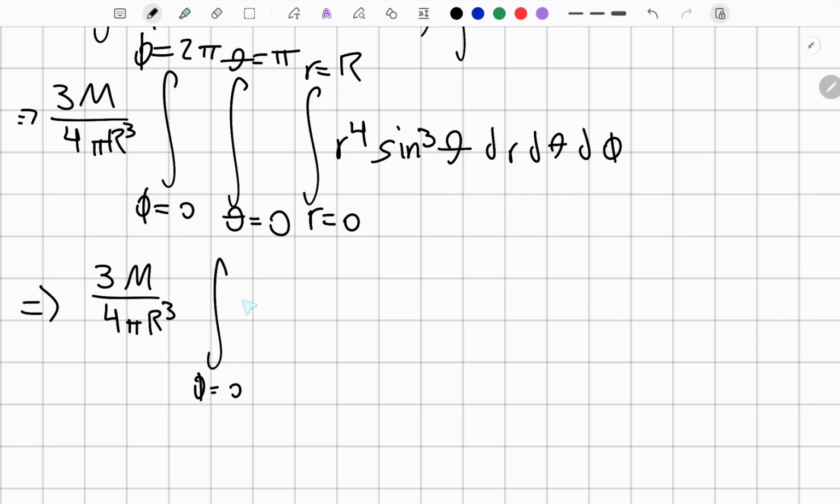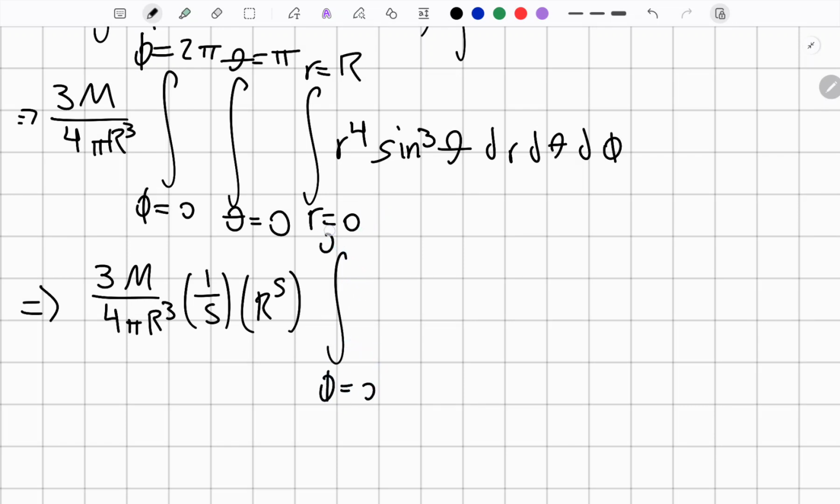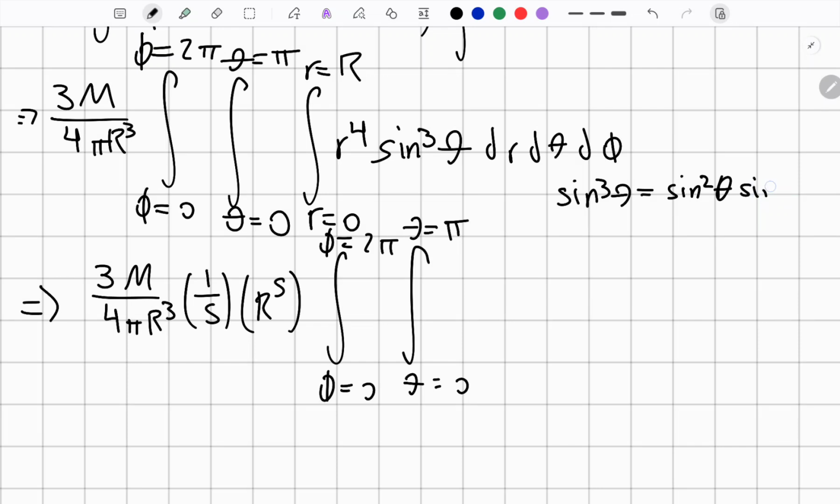We're going to go from phi equals 0 to phi equals 2 pi, and I'm actually going to write that out front here. So I'll first evaluate this r to the 4th. It's going to be 1/5. Plug in our R up here, we'll get R to the 5th, and that 0 will give us nothing. So just go down here from phi equals 0 to phi equals 2 pi. Then from theta equals 0 to theta equals pi of sine to the 3rd. We can write that as sine squared theta sine theta. And we know sine squared theta is 1 minus cosine squared theta, sine theta, d theta, d phi.